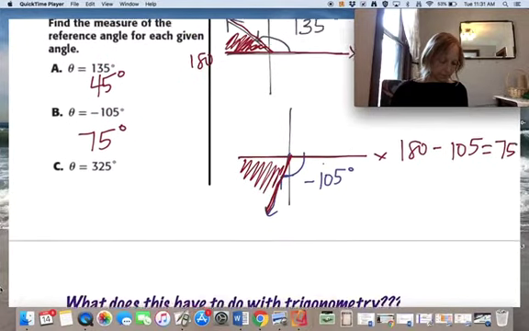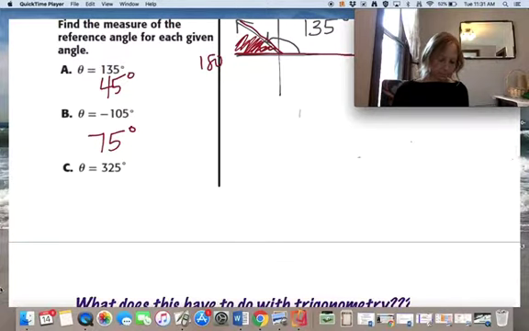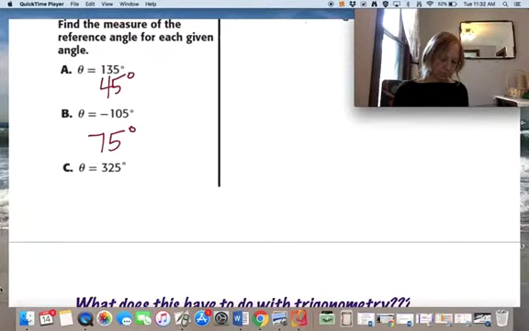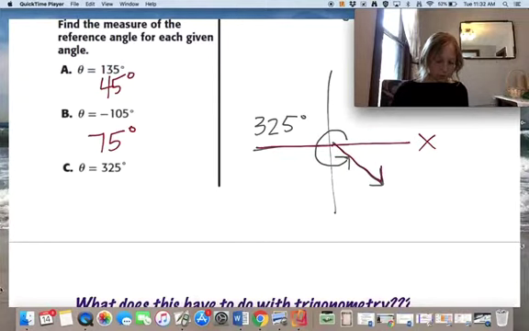All right, one more. Let's find the reference angle for 325 degrees. All right, let's draw it out. 325 means I'm going to go around and land somewhere around here. Reference angles are always touching the x-axis, so it's going to be touching here. It's going to use the terminal side.